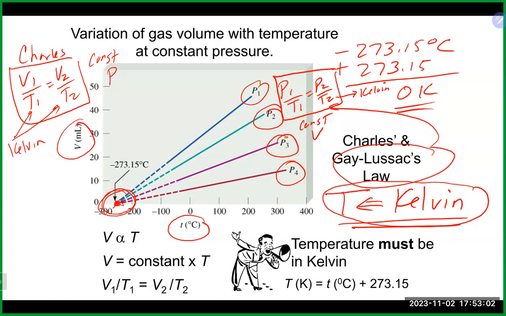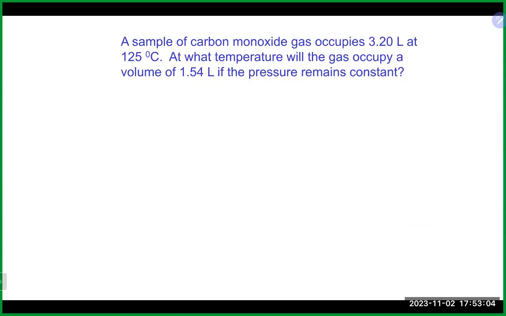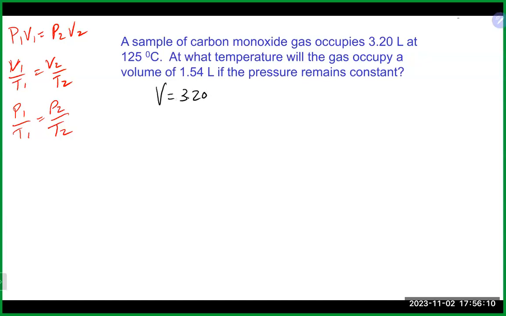And again, the main thing here is again that temperature. So let's now try one that we looked at those gas laws there. A sample of carbon monoxide is 3.2 liters at 125 degrees Celsius. What temperature will the gas occupy 1.54 liters? So give it a go, see what you come up with here. Okay, so once again, if we pull out the information, we have a volume that is 3.2 liters. We have a temperature that is 125 degrees Celsius. We're looking for another temperature here. And we have another volume.